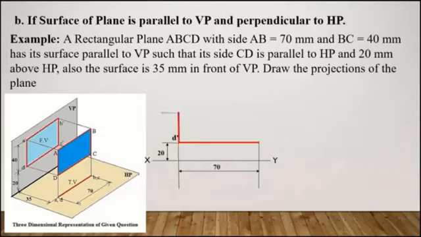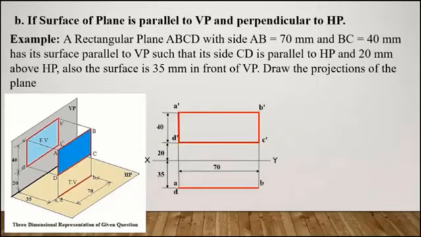Then taking the width, that is the breadth of the rectangle, equals to 40 mm, completing the rectangle. Naming it A dash, B dash, C dash and D dash. Once you finish with the front view, we'll take the top view. The distance is given as 35 mm in front, so this will be 35, then completing it. So naming it, we'll have 2 points here, A and D, and here we'll have B and C. So this is the front view and this is the top view.